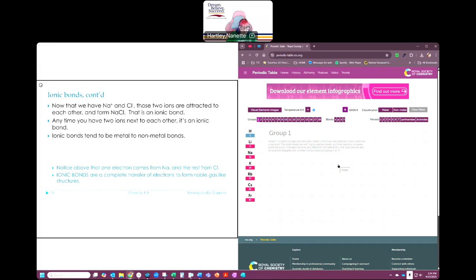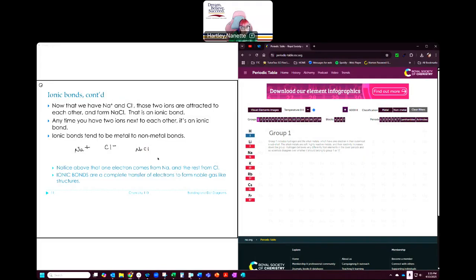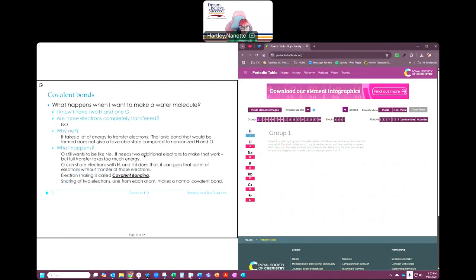So ionic bonds have to be metal and non-metal bonds. So we can get something like an Na+ and say Cl-, and then we get NaCl. Okay, and that's a metal, non-metal. So that's ionic bonding between a metal and a non-metal. Anytime I have 2 ions next to each other, that's an ionic bond. Okay, so that's a complete transfer of electrons to form noble gas-like structures. Awesome. But I can't always do that.